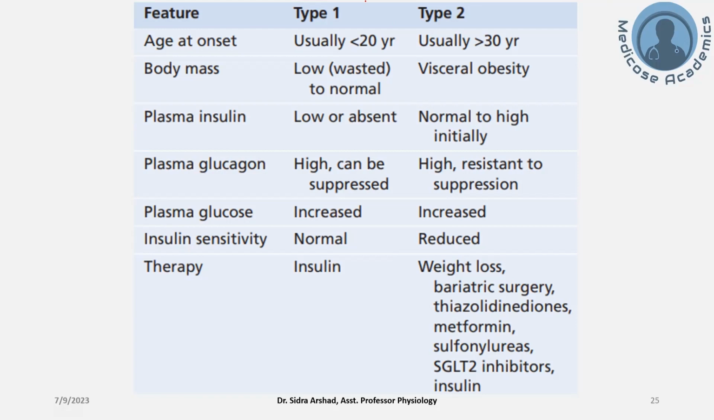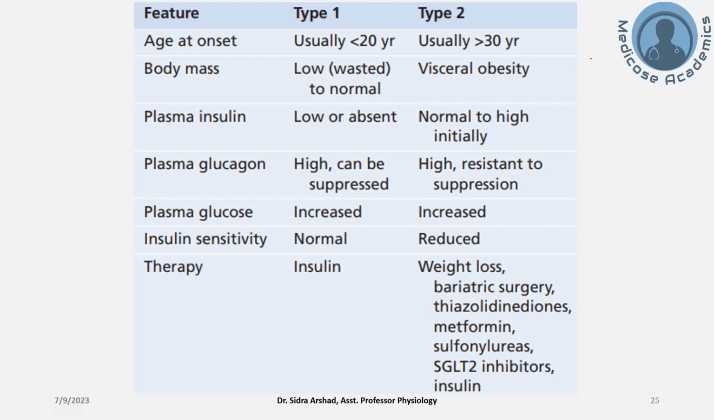Plasma insulin levels are low or absent in type 1 diabetes mellitus because the beta cells are not functioning and insulin is not being produced. In type 2 diabetes mellitus, there is a normal to high plasma insulin level. Initially, the plasma insulin levels will be normal, or they can even be higher, because there is increased blood glucose. Blood glucose is not being lowered because insulin is not able to exert its effect.